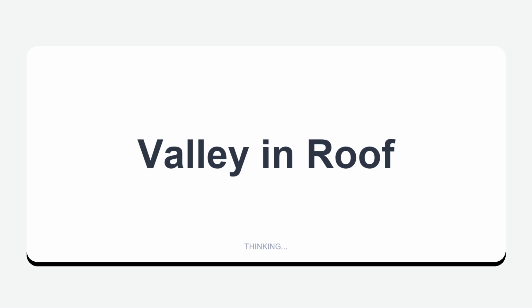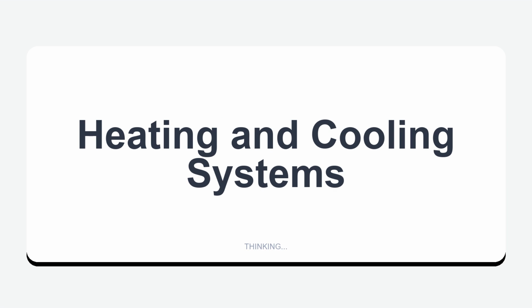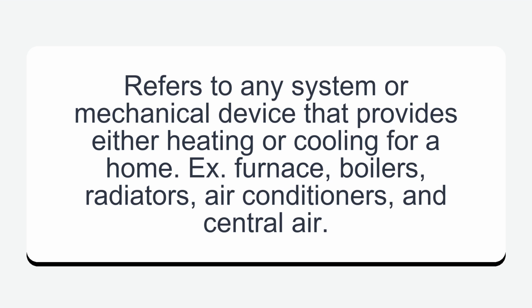Valley and roof. When a building footprint is not rectangular, two roofs often come together to form a valley. Heating and cooling systems. Refers to any system or mechanical device that provides either heating or cooling for a home. Furnace, boilers, radiators, air conditioners, and central air.